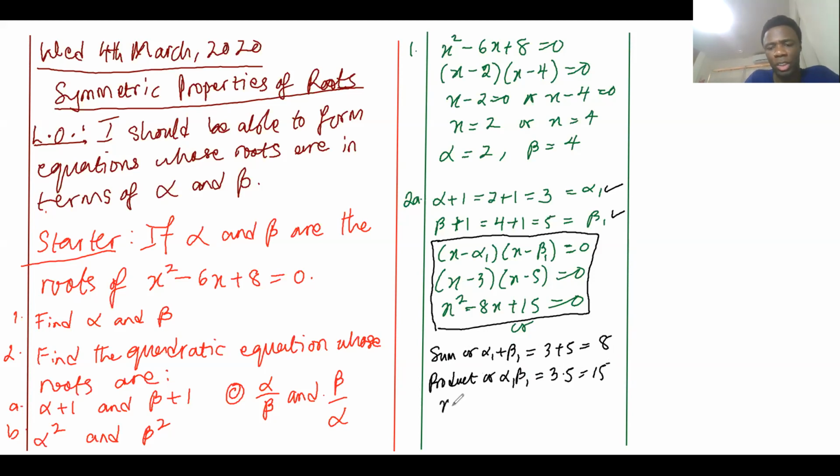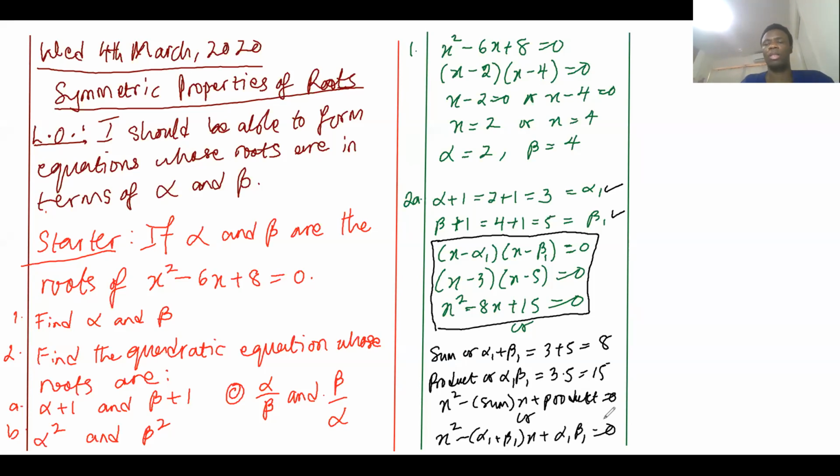So you write your equation as x squared minus sum x. You don't have to write sum of roots, you can just write sum and product like that. Or if you have taken this step, you write x squared minus (alpha 1 plus beta 1)x plus alpha 1 beta 1 equals 0. Then you substitute and you get x squared minus 8x plus 15 as expected. So either way is fine, and the same thing you do for this. In this case, your alpha 1 and beta 1 will be that.